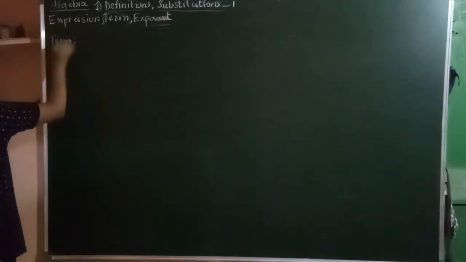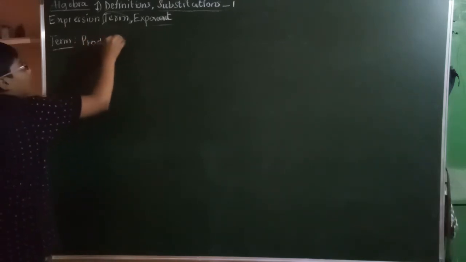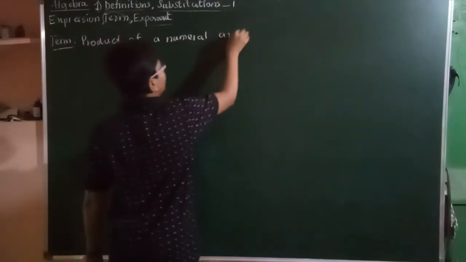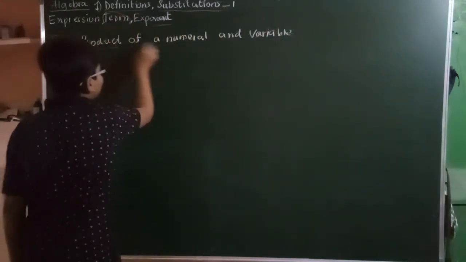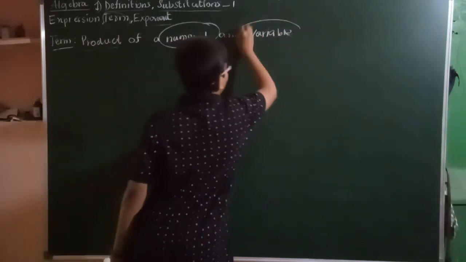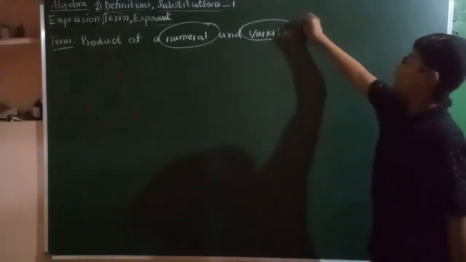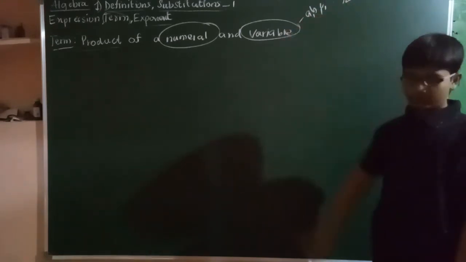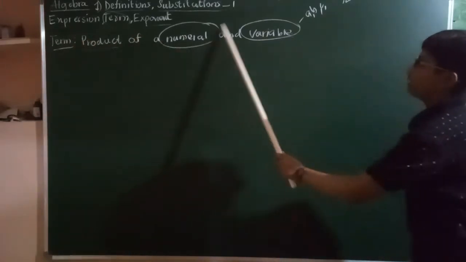Okay. First let's learn about the term. Before knowing what is an expression, let's know what is a term. Product of a numeral and variable. Okay, what is a term? Term is a product of a numeral and a variable. Now what is numeral and variable? Numeral is nothing but a number, variable is nothing but a small alphabet. Now like A, B, C, etc. up to Z are called as variables. Okay. Now term is nothing but product of a numeral and variable.